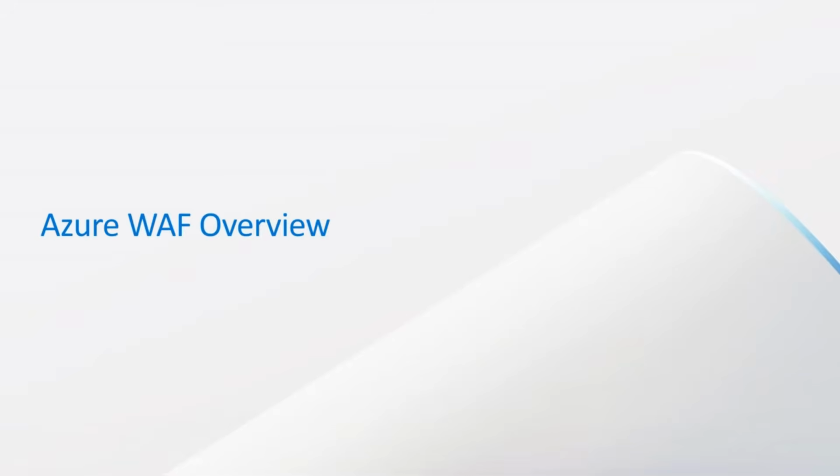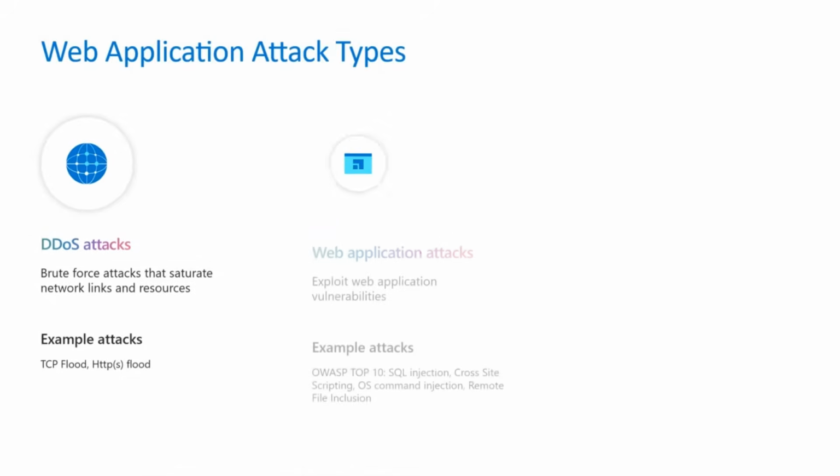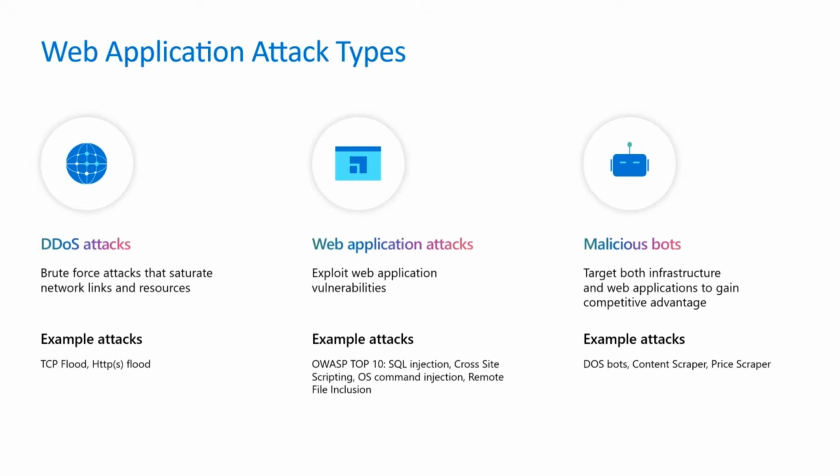So to start us off, we'll begin with an overview of Azure WAF. And before we dive into the Azure WAF overview, it's important for us to understand the types of web application attacks. Understanding these attacks is crucial because it helps us appreciate the importance of having robust security measures in place. Of course, by knowing what you're up against, we can better understand how WAF works and why it's an essential component of our security strategy.